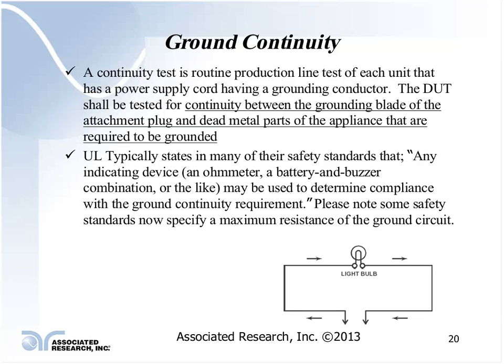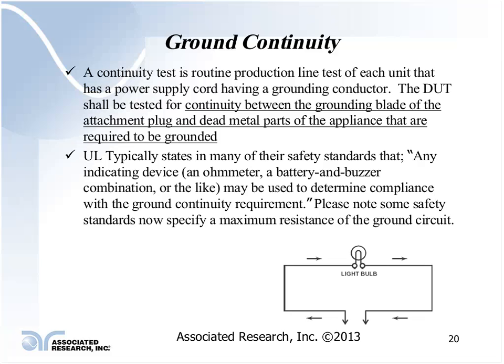So as some of these standards are being rewritten, some of them are specifying, and what is that number coming out to? In many cases, it's 0.1 ohms as far as the maximum resistance of that ground circuit. Most of our standard instruments have a 1 ohm maximum continuity. That is what we used to use.